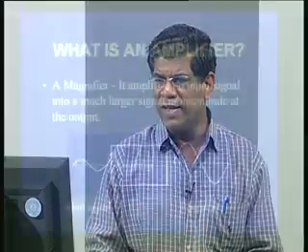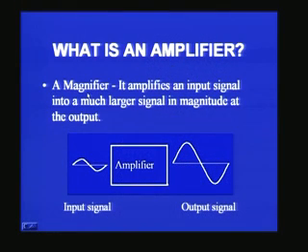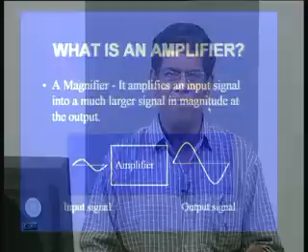So what is an amplifier? It is just a magnifier, something which will magnify an input signal into a much larger signal in magnitude. You know, a lens can be used to magnify small objects. In the same way, small electrical signals can be magnified using amplifiers at the output. So I have just shown a block diagram here where the block is actually an amplifier.